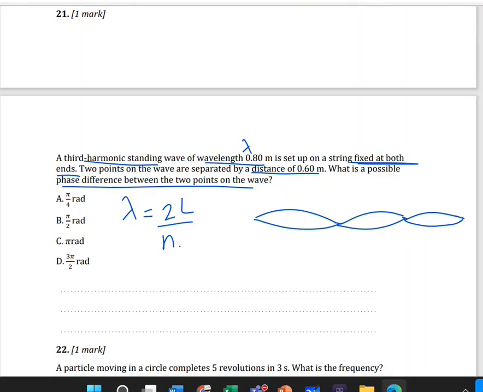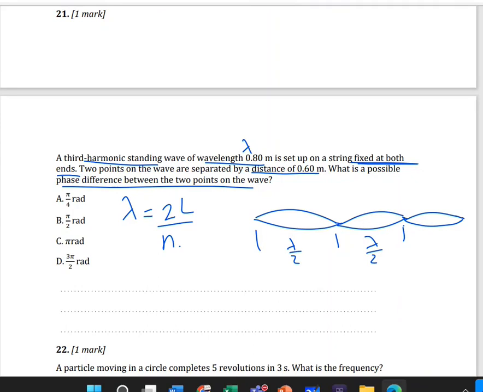We'll continue solving IP past papers, paper 1. Now we reach question 21 from the document. Here we have a third harmonic standing wave. Third harmonic means we have 3 anti-nodes. Wavelength lambda. The distance from here till here is half wavelength. Between 2 nodes, half wavelength.